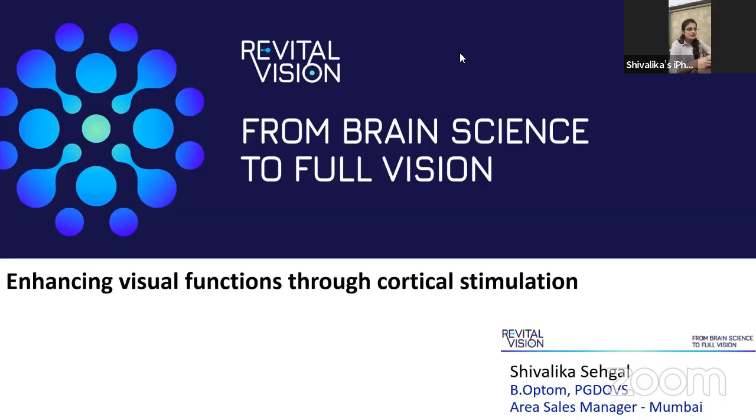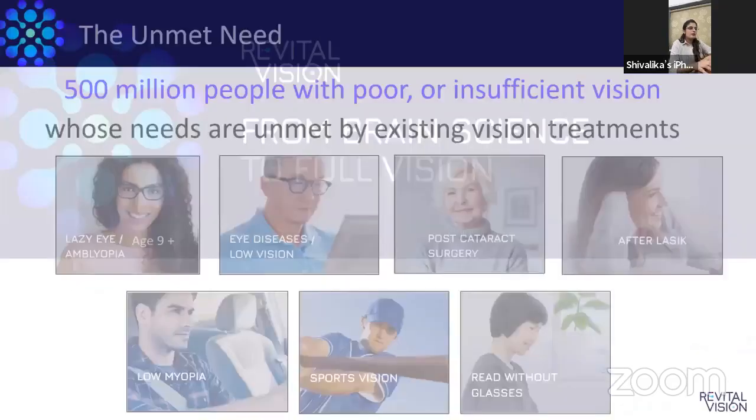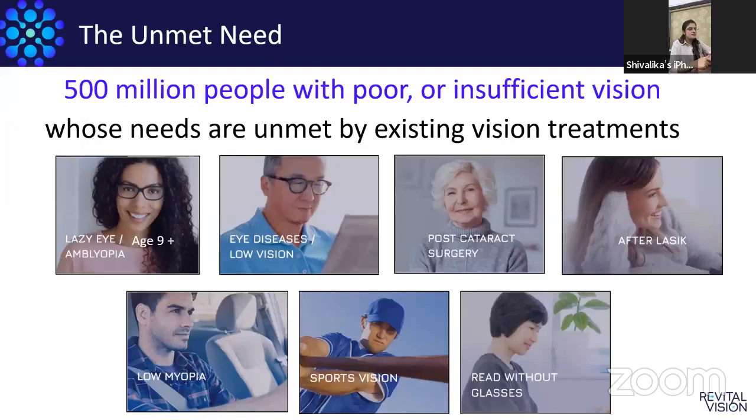What we are talking about in today's session is enhancing visual functions through a very unique cortical stimulation that is only offered by Revital Vision. Revital Vision addresses the unmet need of hundreds of millions of people worldwide who suffer from poor or insufficient vision, which cannot be further improved by currently existing treatments available to improve visual acuity. It includes amblyopia beyond critical age, patients with poor vision due to any kind of eye disease, and a few patients post-cataract and refractive surgery.